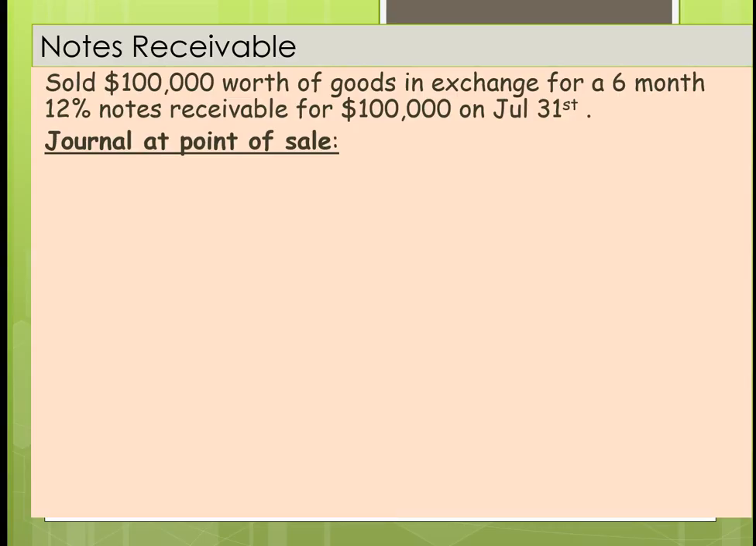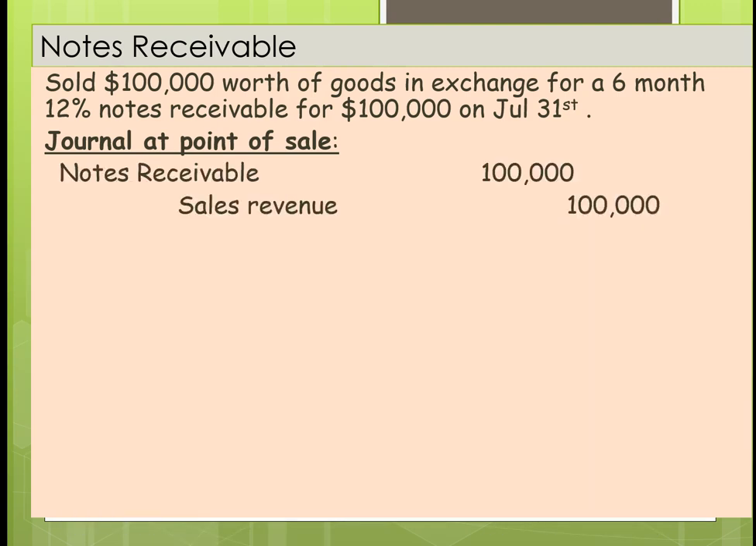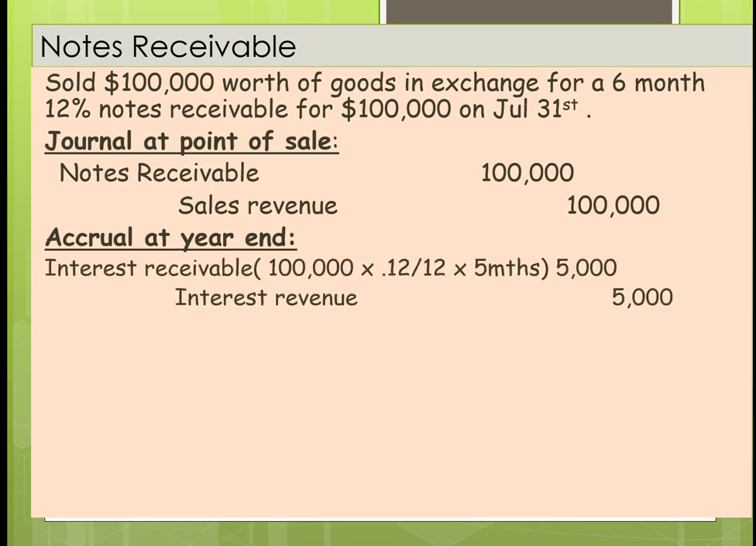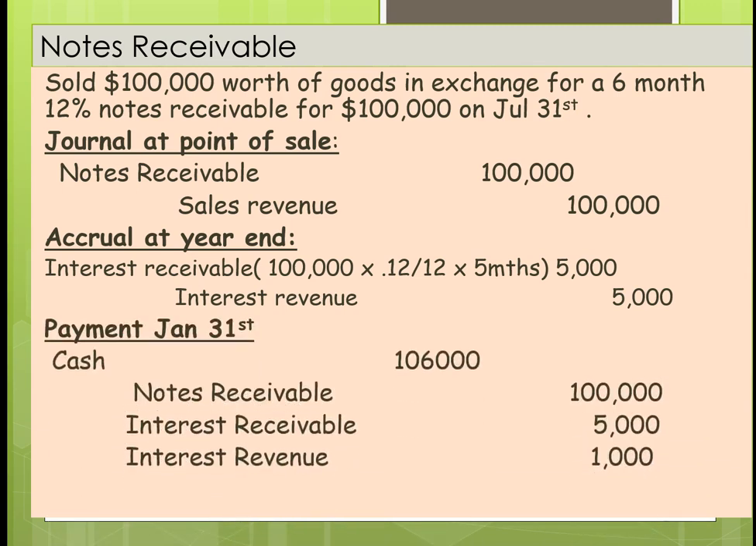Now we sold $100,000 worth of goods in exchange for a 6-month 12% notes receivable for $100,000 on July 31st. Journal at the point of sale. At year end, assuming we're not accruing each month, we would accrue 5 months worth of interest revenue. When we're paid in January, we would record our notes, take the notes receivable off the books, take the interest receivable off the books, book the 1 month of interest that's left, and record the cash of $106,000.